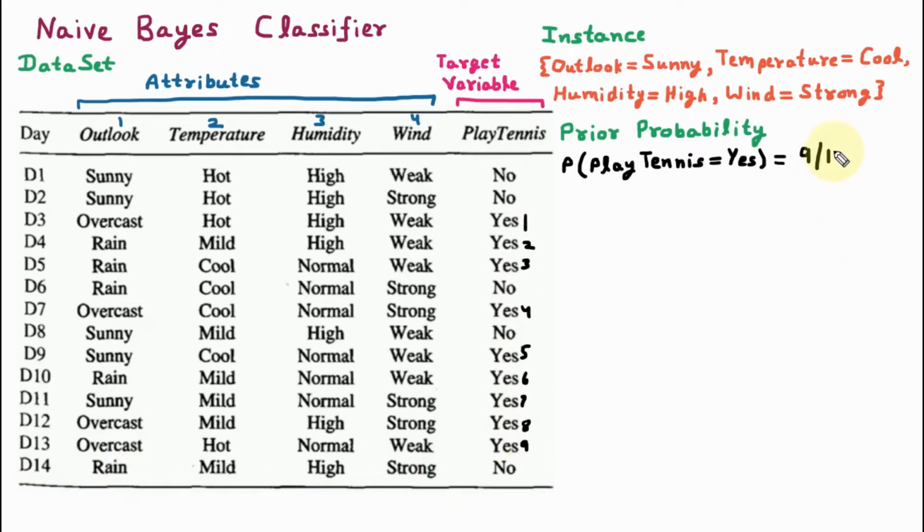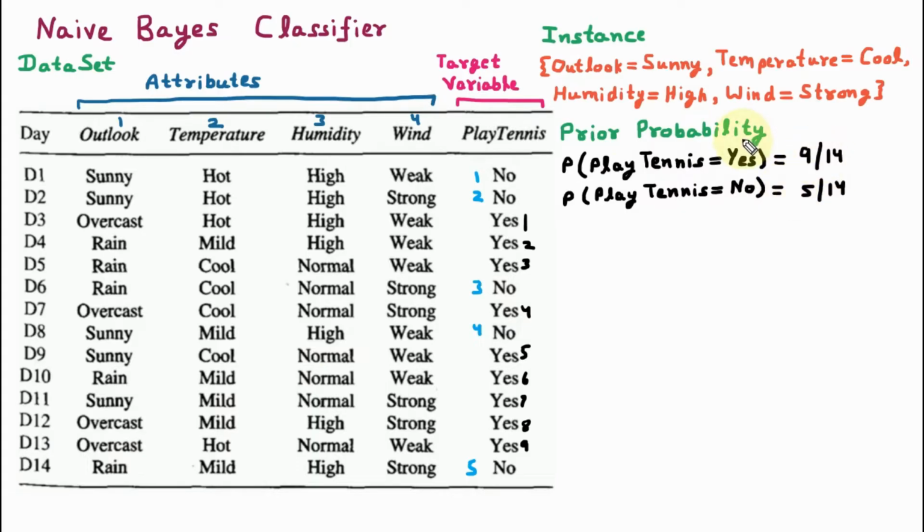So 9 by 14. Now we are checking for play tennis equal to no. So the probability of play tennis equal to no will be, so here count the no, which is 1, 2, 3, 4 and 5. So it will be 5 divided by total, and the total is 14. So these are the prior probabilities.